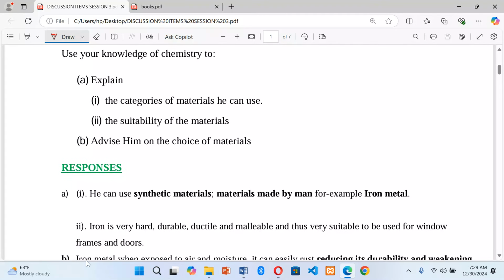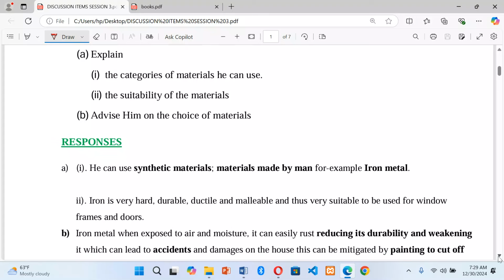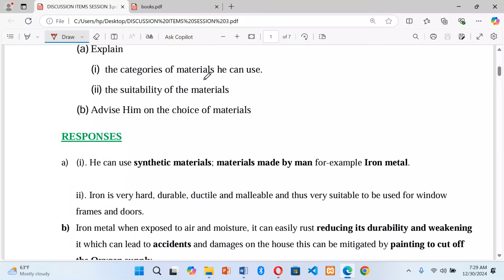Our response for A part 1. Now when we look at part 1, they are asking the categories of material, and here the response we are saying is he can use. The way we respond also matters. So here I'm starting the statement by saying he can use. We don't just come from the blue and say synthetic materials. No, let's respond to the question, because the question was saying explain to him the category of materials he can use, and now we are coming to say he can use synthetic materials. We have categorized. Now we give a reason.